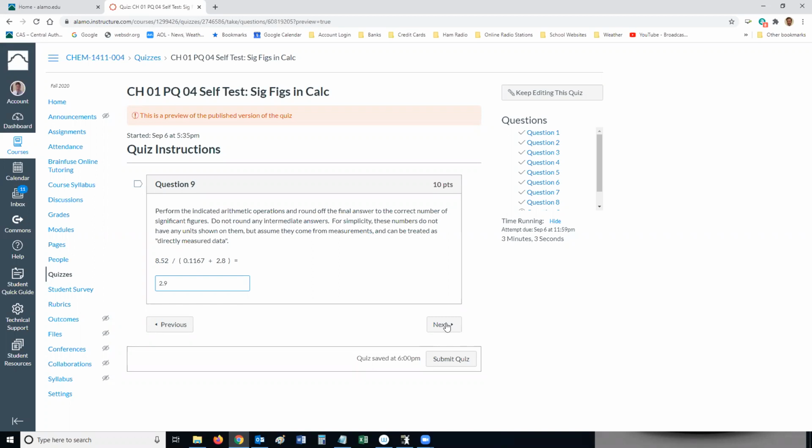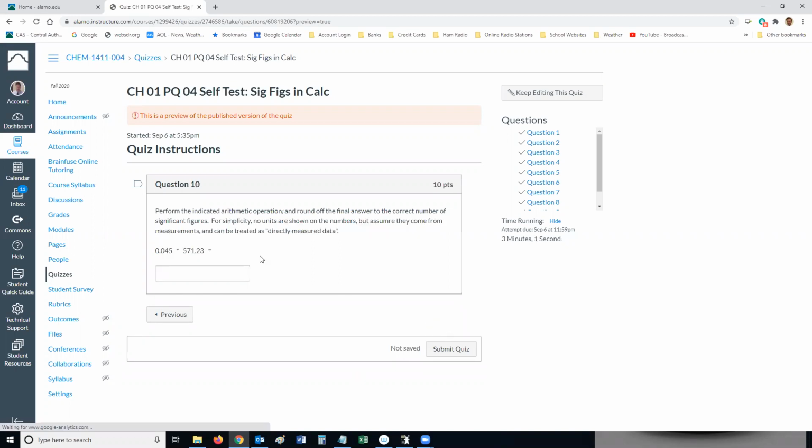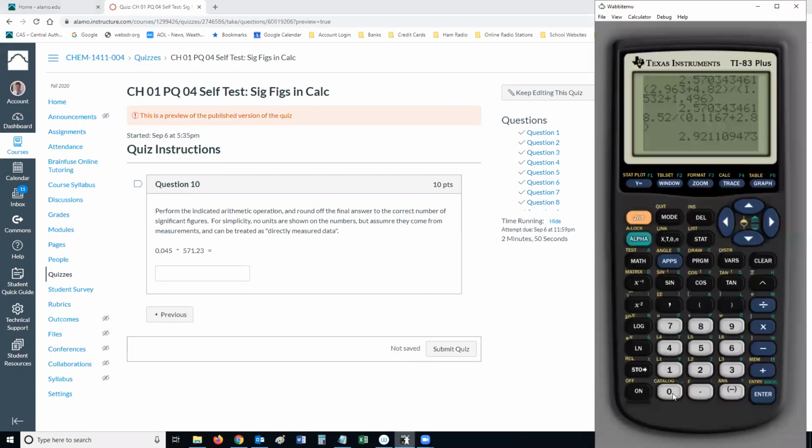And then we go to our 10th and final question. And we end on a simple note, right? Just a multiplication of 2 numbers. So we're going to multiply 0.045 by 571.23. And so there's our answer in the calculator, 25.70535. Now, how should we round that?